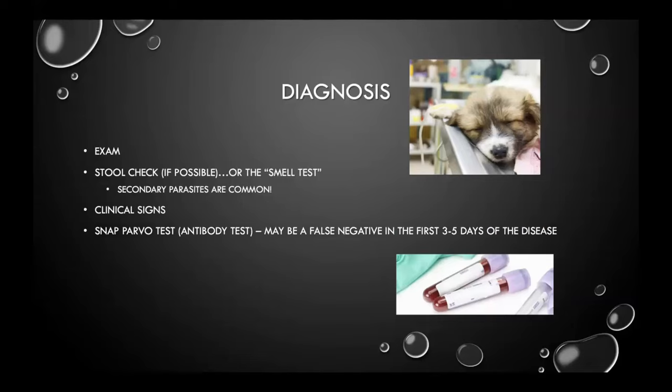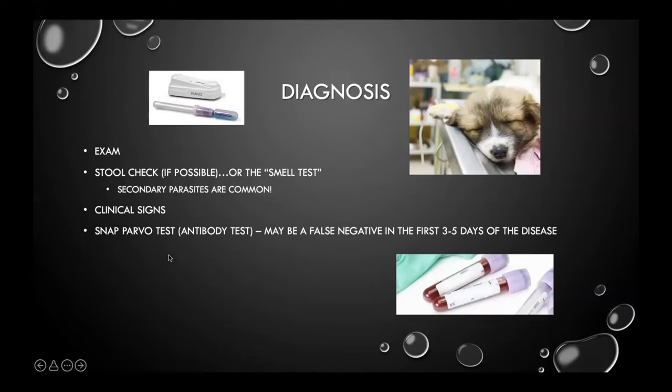There is a parvo test, a SNAP parvo test, which is an antibody test that we run. It looks like this, where you stick the little stick up in the butt and then you move the conjugate, stick it on the little snap. Unfortunately, with this test you can get a false negative in the first 3 to 5 days of the disease. So sometimes the dogs will test negative. We'll still assume it's parvo, treat it for parvo, and then I'll test them before they leave. And then they'll test positive at that point. Leukopenia, so decreased white blood cells, is really common.